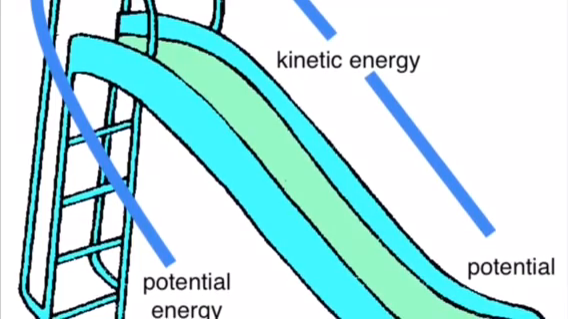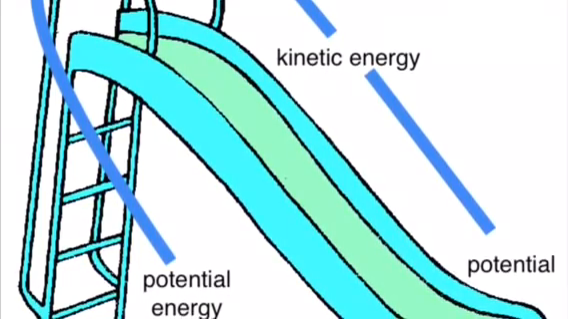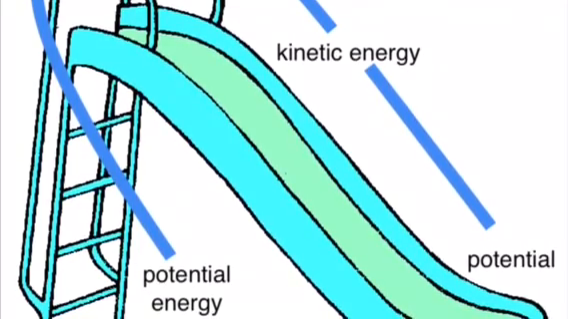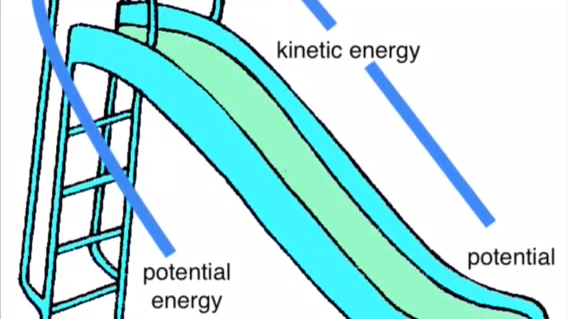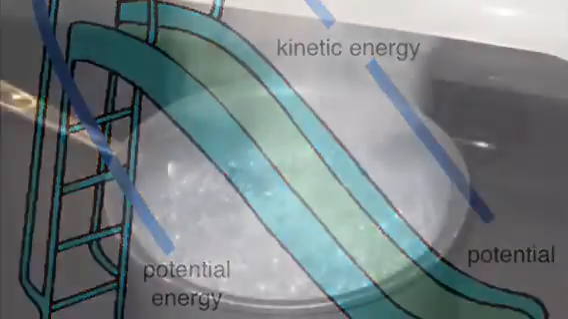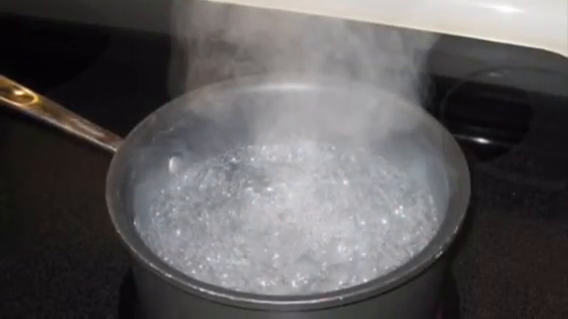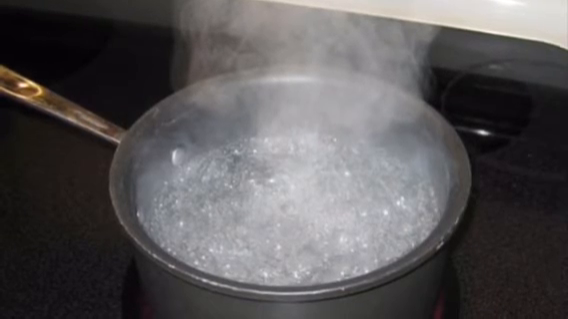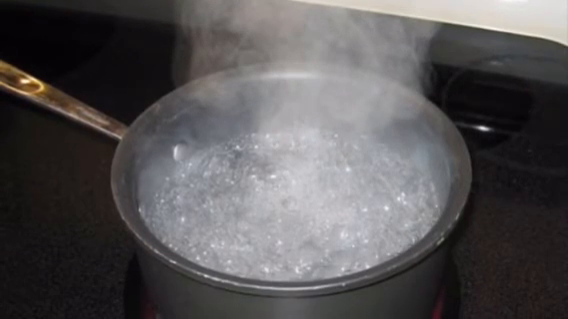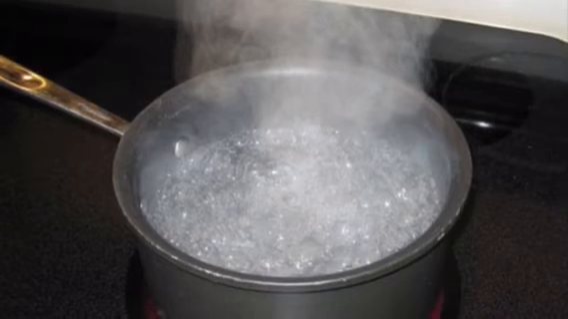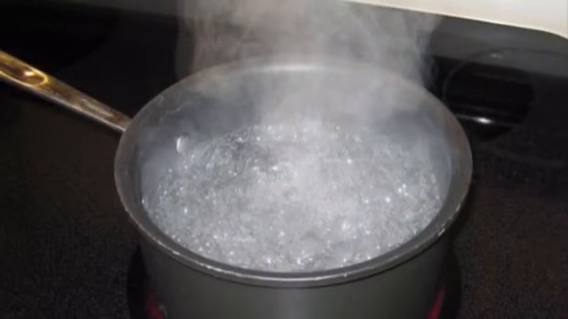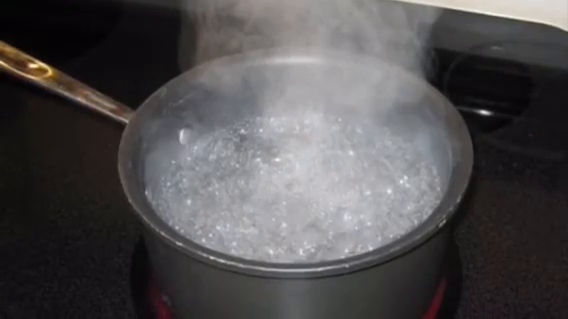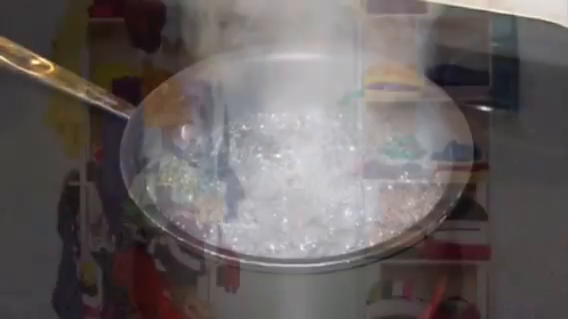For example, when a child is at the top of a slide, they have potential energy. However, when they slide down, the child now has kinetic energy. Energy transfers aren't perfect. Energy transfers don't always go to only one object or animal or thing. An example of this is boiling water. When you boil it, the thermal energy goes into the pan and water, but it also escapes into the air.